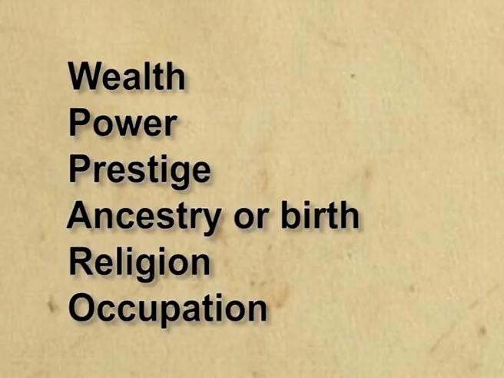Class system is also a discriminatory system. Class system is based on many different factors such as wealth, power, prestige, ancestry or birth, religion or occupation. Generally, class is not hereditary while caste is. But similar to the caste system, class system also differentiates or stratifies different social groups on the basis of their standing in the society. Caste system is a unique type of class system in which the social ordering is done on the basis of birth. This type of system exists in the Indian subcontinent only.